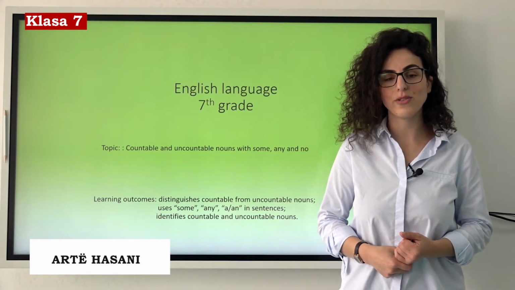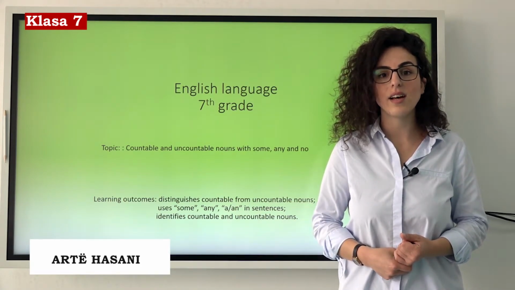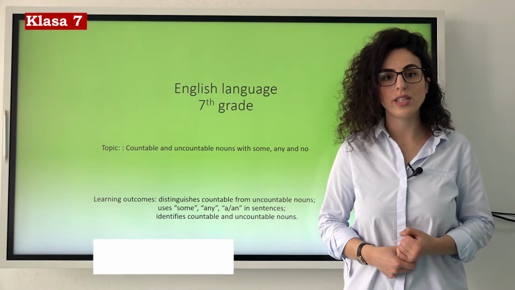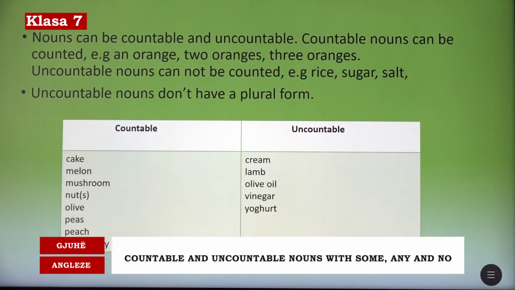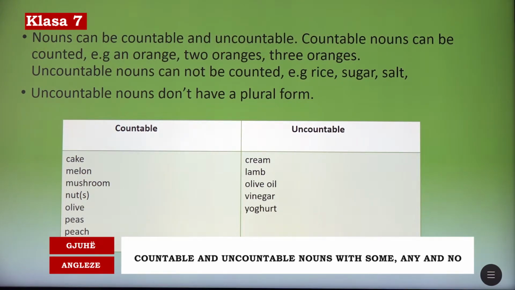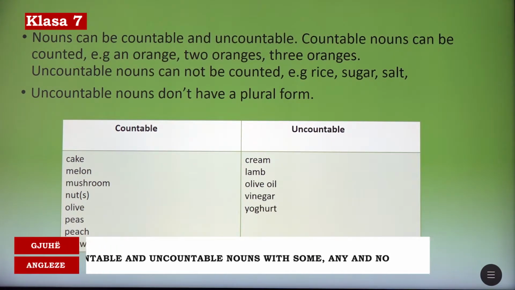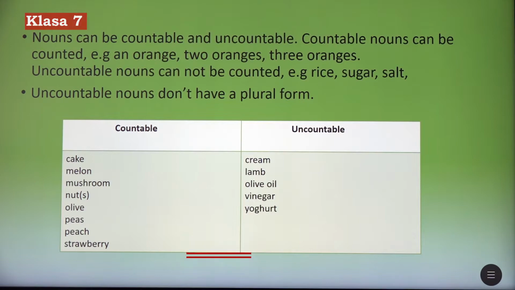Today we're going to talk about countable and uncountable nouns using some, any and no. When we talked about nouns in general, we mentioned that nouns can be countable and uncountable. Countable nouns can be counted. For example, an orange, 2 oranges, 3 oranges, and so on. Uncountable nouns cannot be counted. For example, rice, sugar, salt.